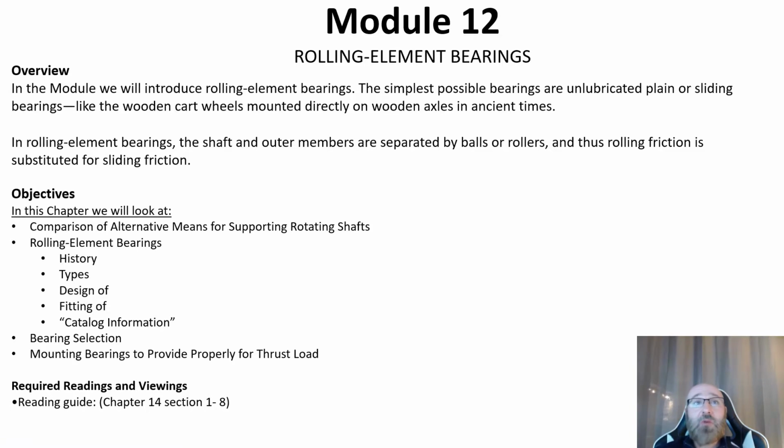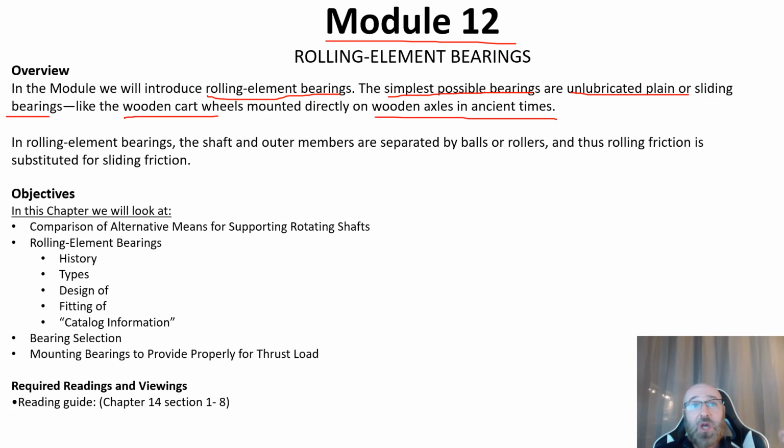So as we jump into our Module 12, this is relating back to Chapter 14 in our textbook, we're introducing the topic of our rolling element bearings. Now, other types of bearings that we've seen before are the simplest possible types. These are the unlubricated plain or sliding bearings. So you might have seen these in something like a wooden cart that's directly mounted to a wooden axle in ancient times.